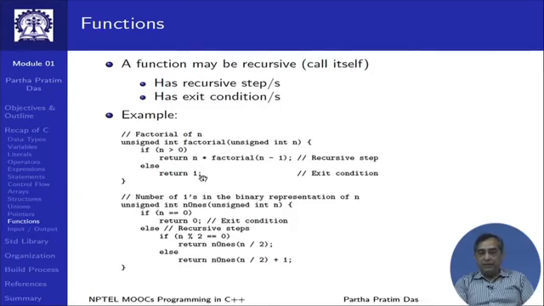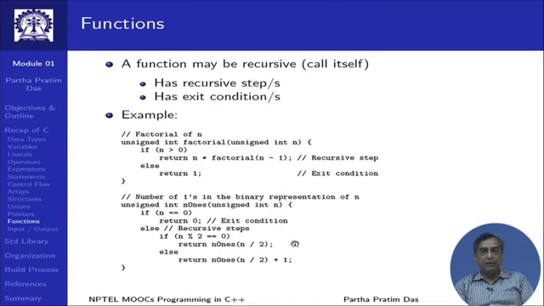Functions can be recursive. I am sure you all have seen this. You all have seen factorial functions like this, or the very famous Fibonacci function, which uses 2 recursive calls. You have seen merge sort, you have seen quick sort. These are all very typical examples of recursive functions. Any recursive function will have a recursive step and one or more exit conditions to end the recursion.